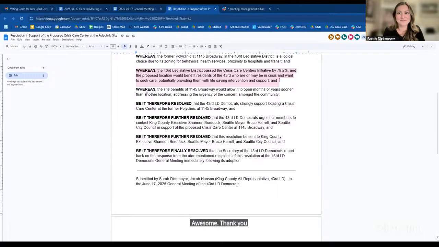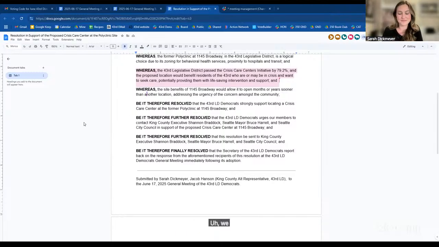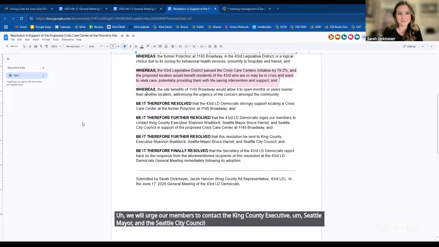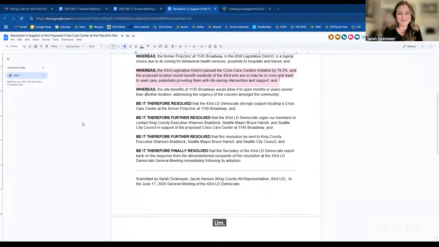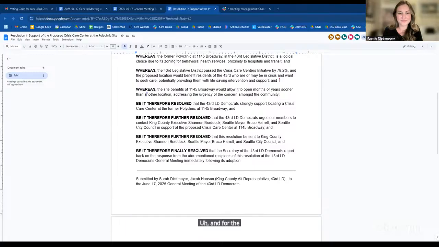Thank you, Sarah. And just to reiterate what this is calling on, our therefores are that we support the levy. We will urge our members to contact the King County Executive, Seattle Mayor, and the Seattle City Council to express that support. We will put together a letter for everyone to make that nice and easy. It also calls for this resolution to be sent to those people that the messages will be going out to, and for the secretary to report back on that.